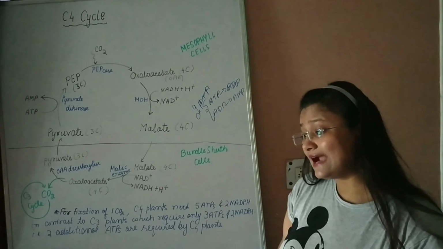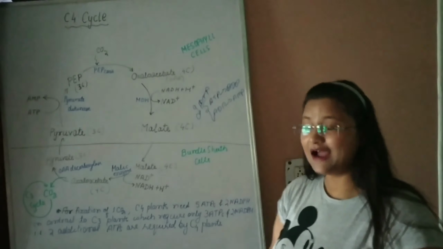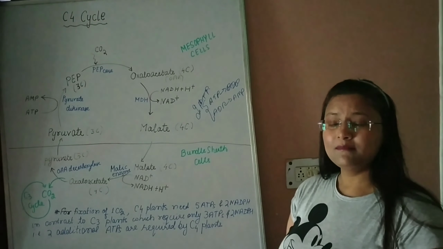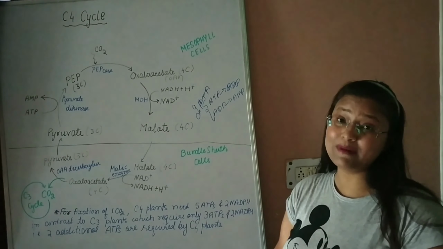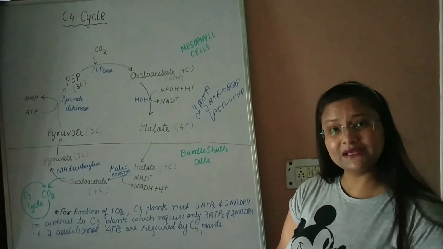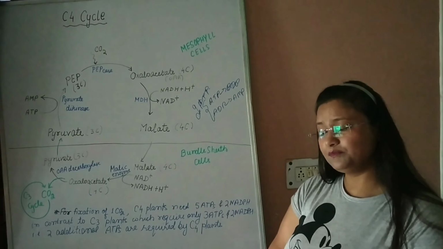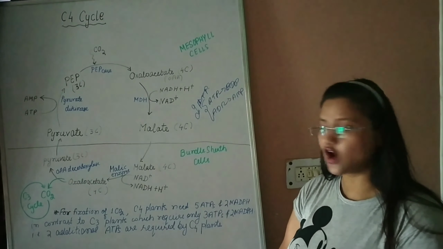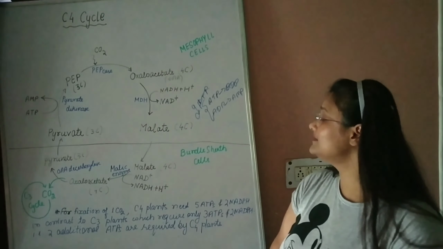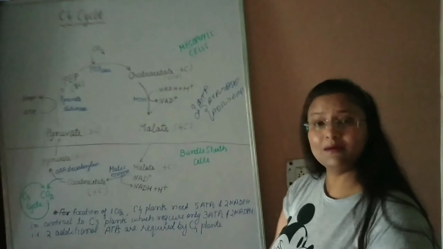So it means that the CO2 concentrating mechanism is not free. I mean, it costs energy to the plant. But obviously the C4 cycle is a better cycle than the C3 cycle, because here carbon dioxide is being retained. It is not being lost. So the C4 cycle is a much better cycle than the C3 cycle. So that's all about the C4 cycle.